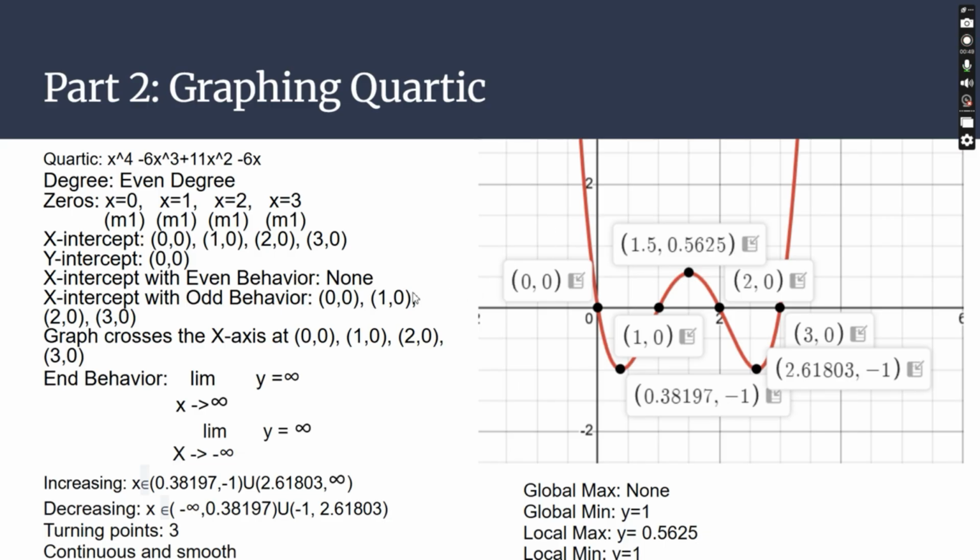The quartic has 3 turning points, which is the maximum possible for a fourth degree polynomial. It has a local maximum at approximately 0.5625 and a local minimum at 1. There is no global maximum, but the graph does have a global minimum value of 1 along the curve.